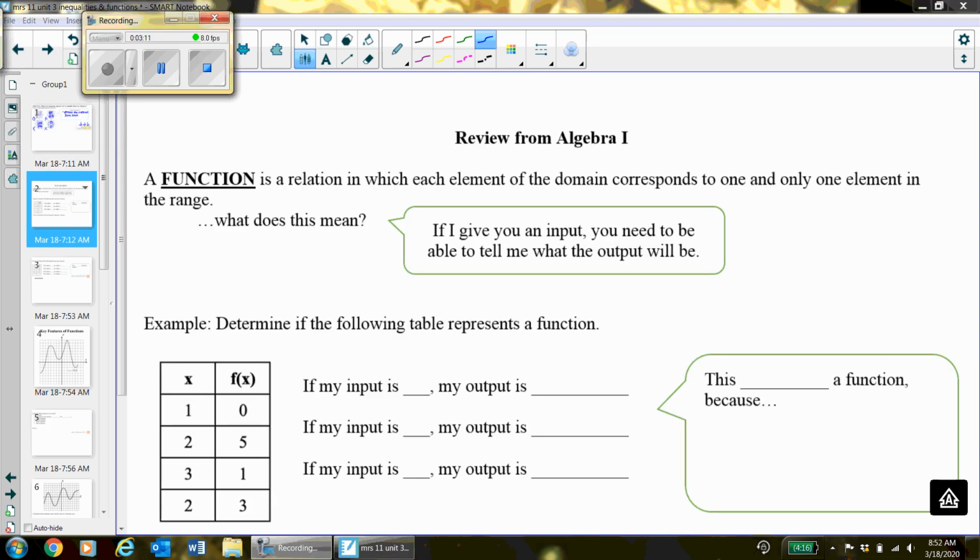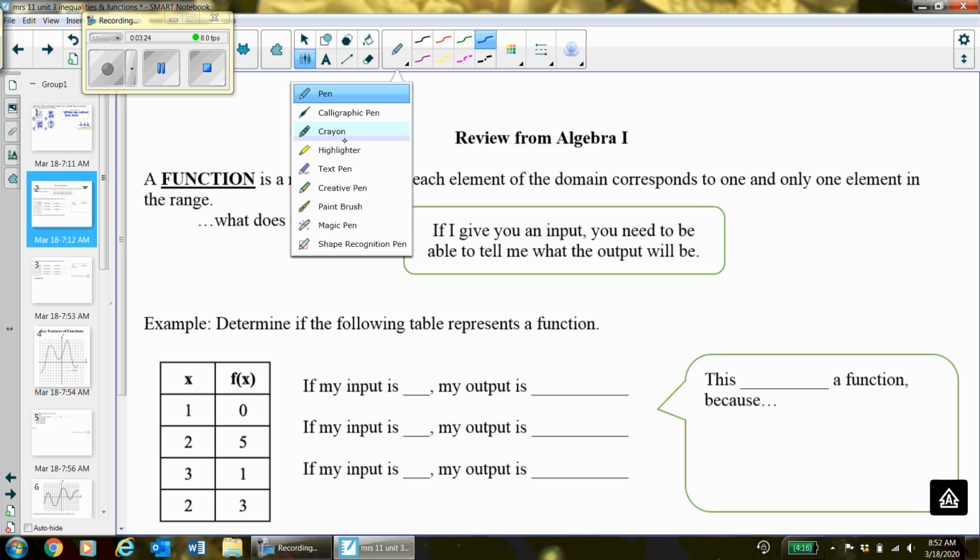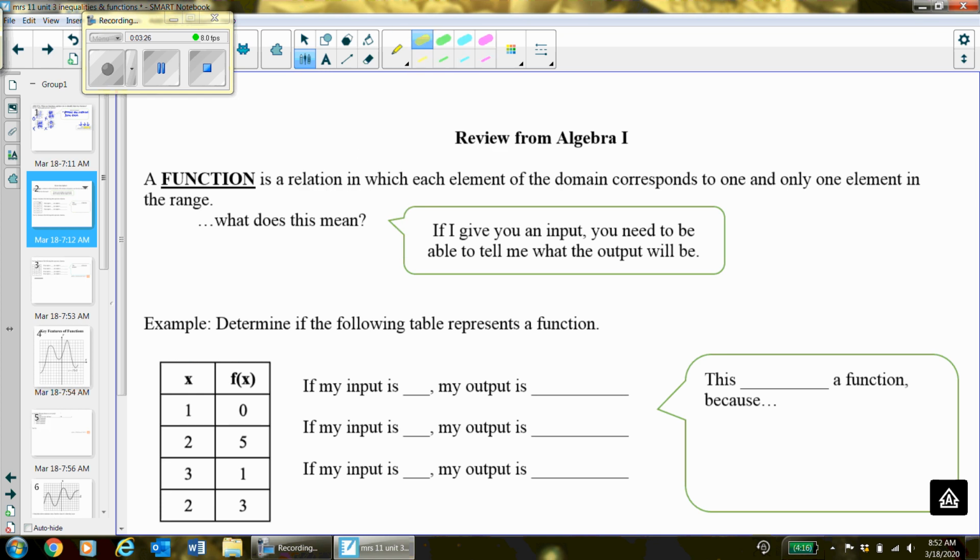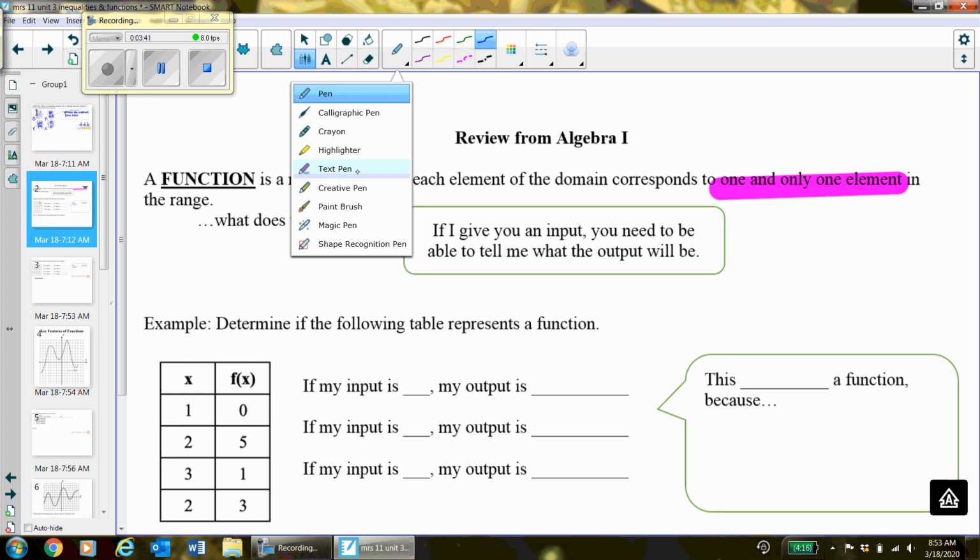Okay, so moving on. A function is a relation in which each element of the domain corresponds to one and only one element in the range. So let's talk about that for a second. I highlighted one and only one element, and I should have also highlighted in the range.